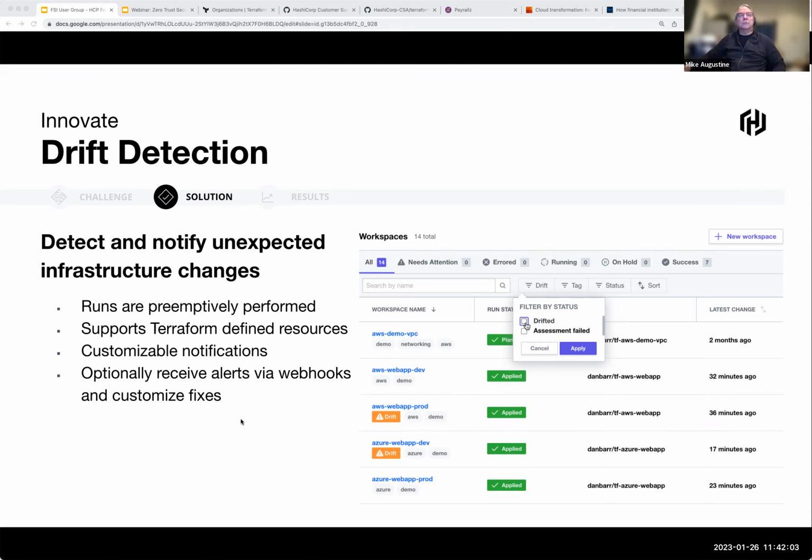Was the drift required, and so I want to inherit that, or do I need to return this to its original state? So this is a huge thing to be able to do, and drift detection is becoming a big part of compliance and audit as well, which you are either seeing or will be seeing.